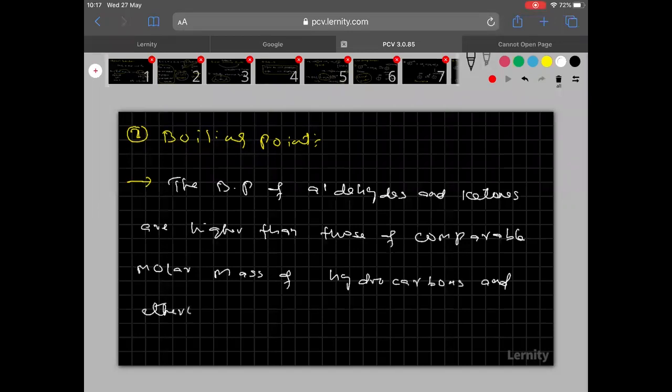Clear? So remember everyone, the boiling points of aldehydes and ketones are higher than those of what? Comparable molar mass of what? Hydrocarbons and ethers. I hope you are able to understand that one. I think you are able to follow this one. This is the second physical property.